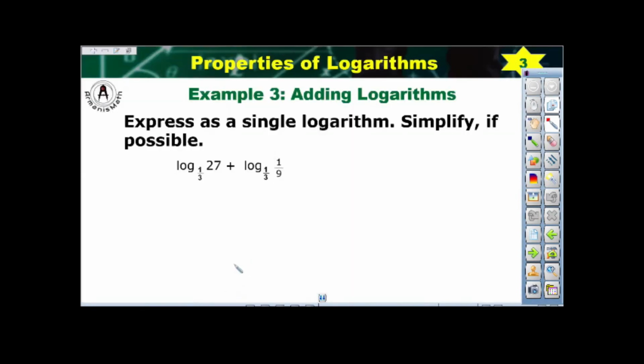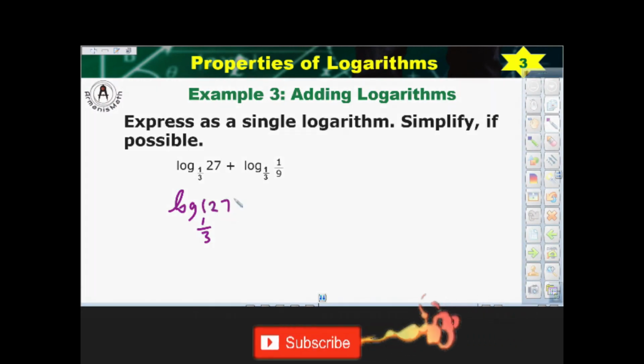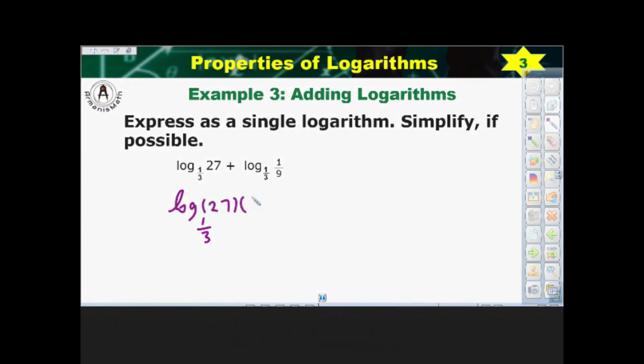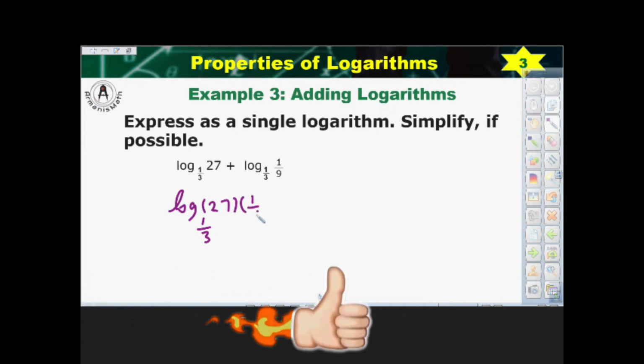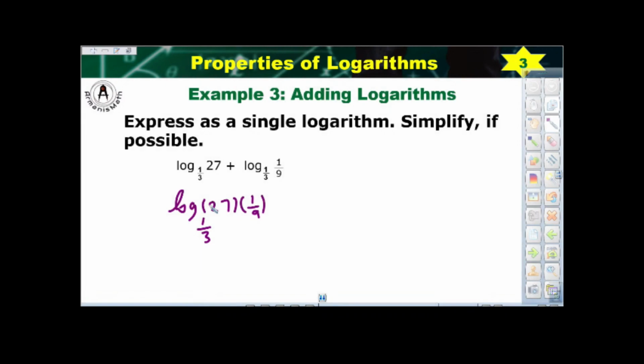Remember, you could do this when you have the same base. Log base 1/3 of 27. Be careful, be neat. Make sure you have it lined up. And so what about 27 divided by 9? How much is that?